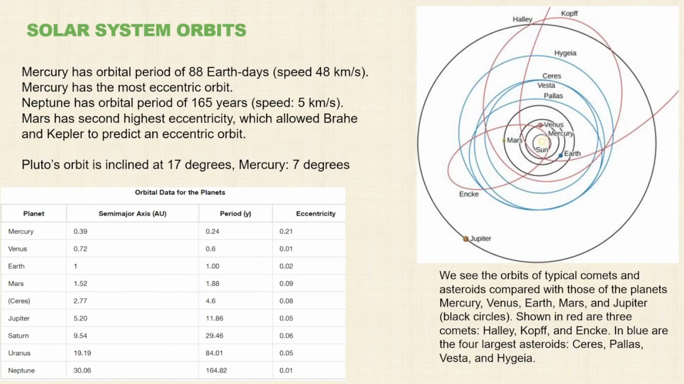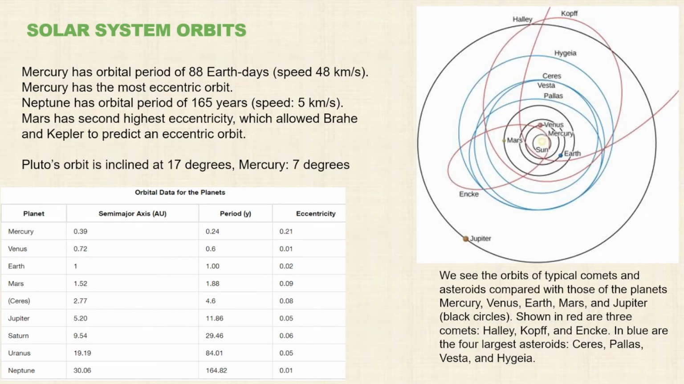The blue are asteroids. Black lines are planets. As you see, the planets look very circular in their orbit because their eccentricity is close to zero. Here you can see the eccentricity of all the planets. The closer to zero, the more circular they look. If that number increases, goes towards 1, their orbit looks very eccentric.